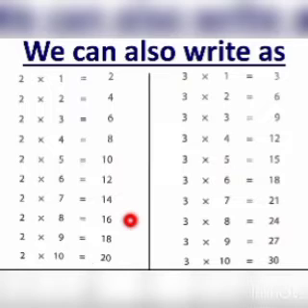Now let us also learn. Read multiplication table 3. 3 ones are 3. 3 twos are 6. 3 threes are 9. 3 fours are 12. 3 fives are 15. 3 sixes are 18. 3 sevens are 21. 3 eights are 24. 3 nines are 27. 3 tens are 30.